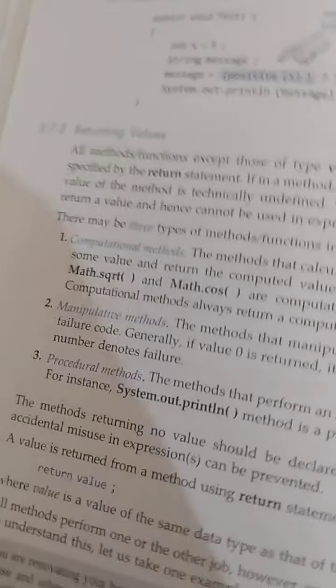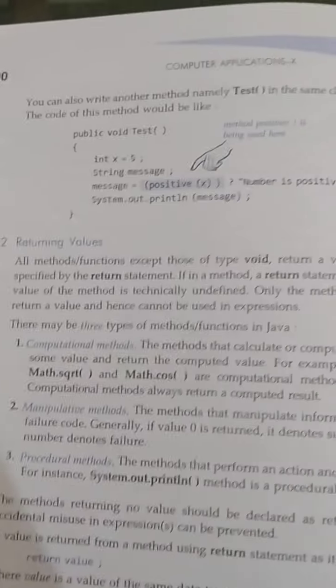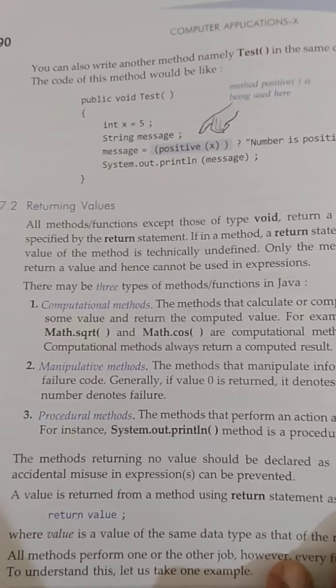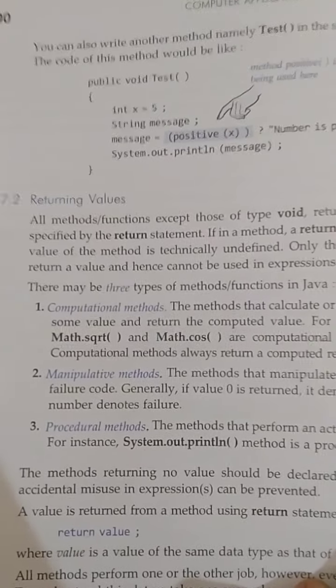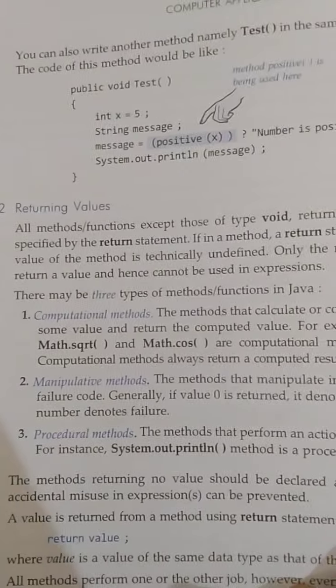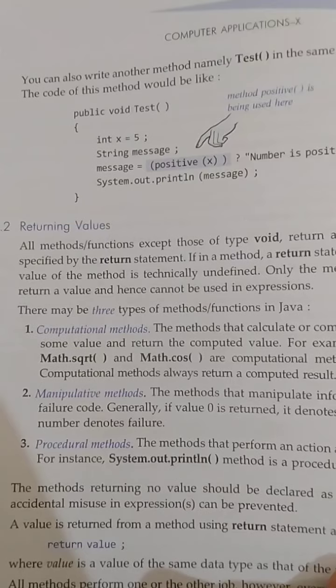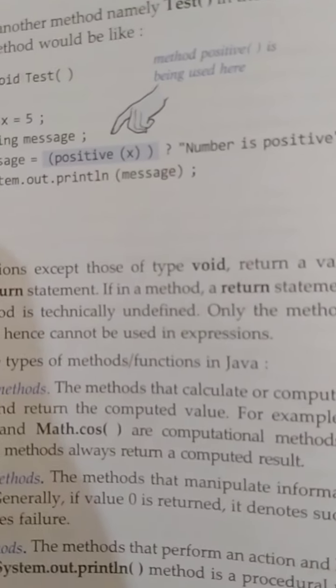According to the returning values, methods can be classified into three types. There are three types of methods according to your returning values. A method which does not have any value to return is of type void.